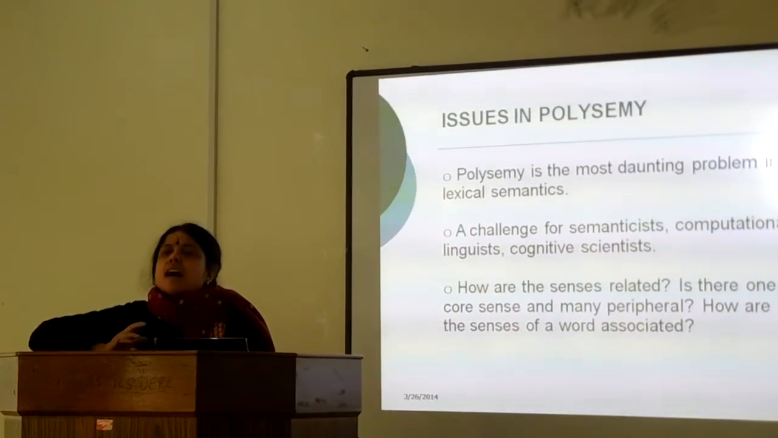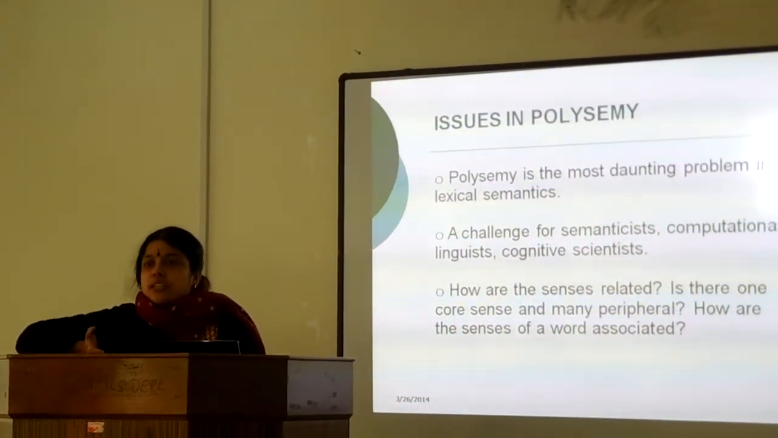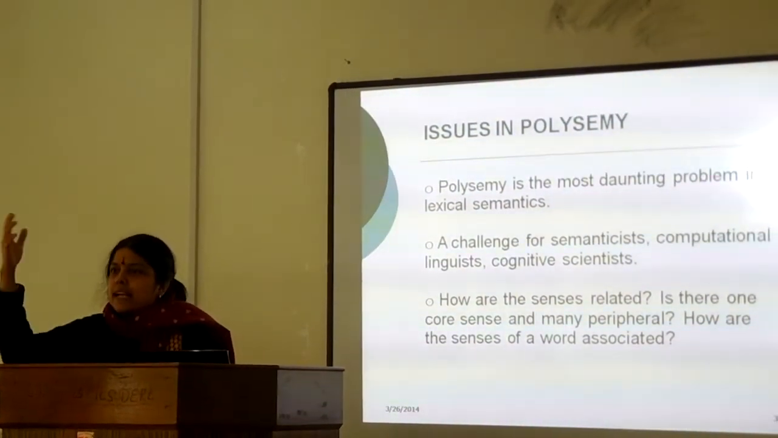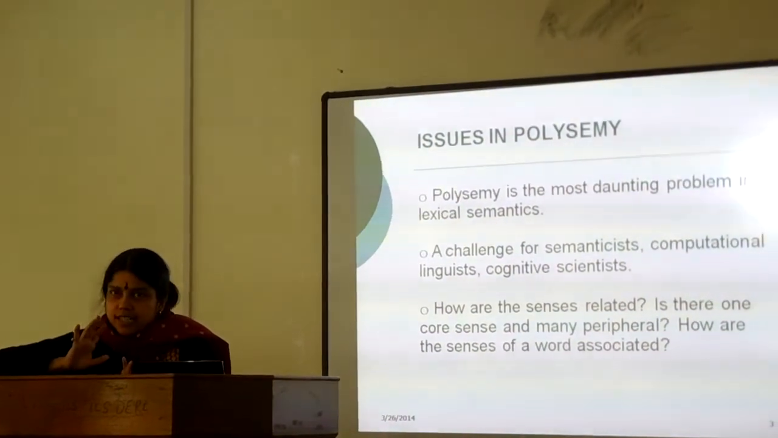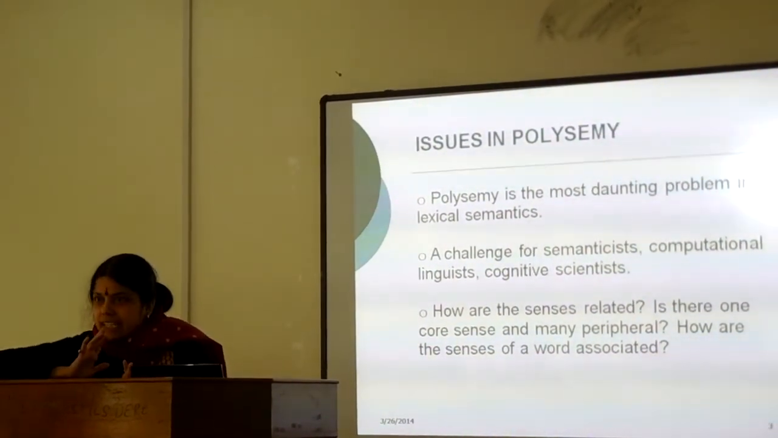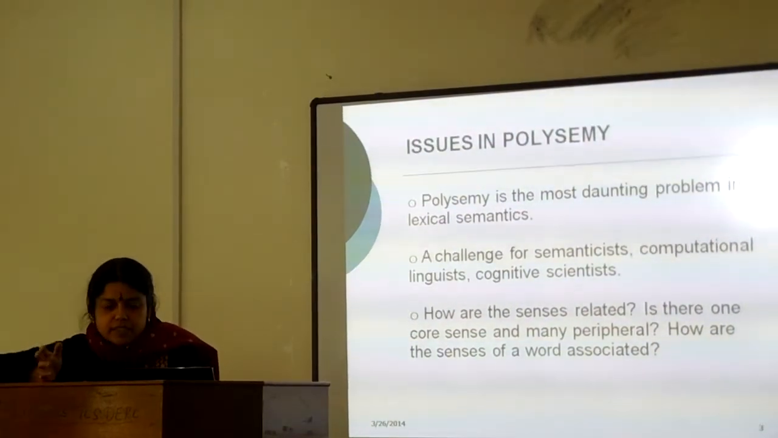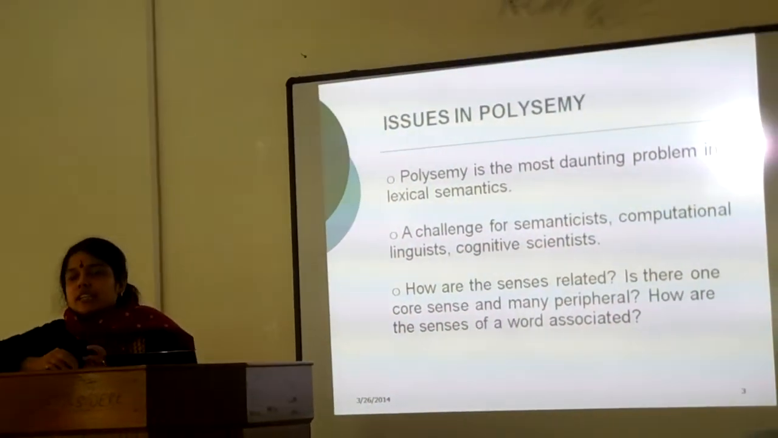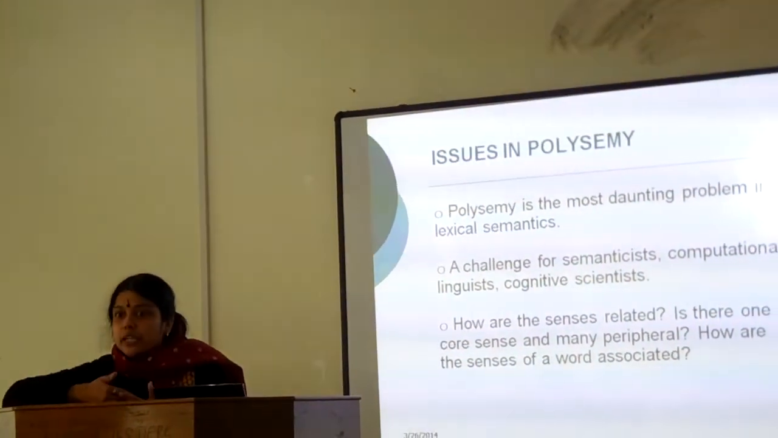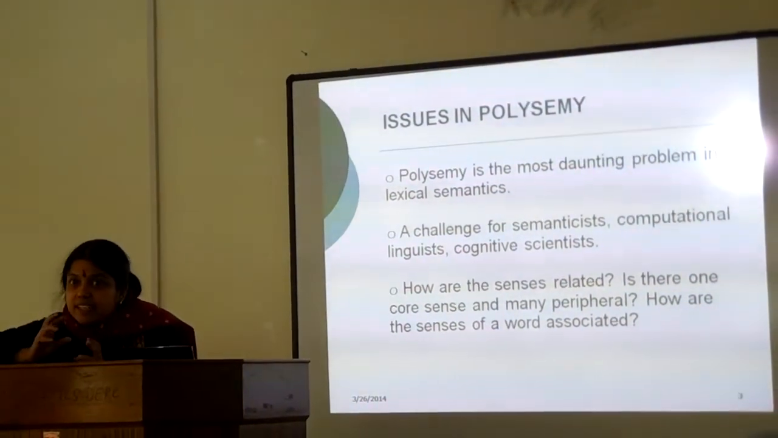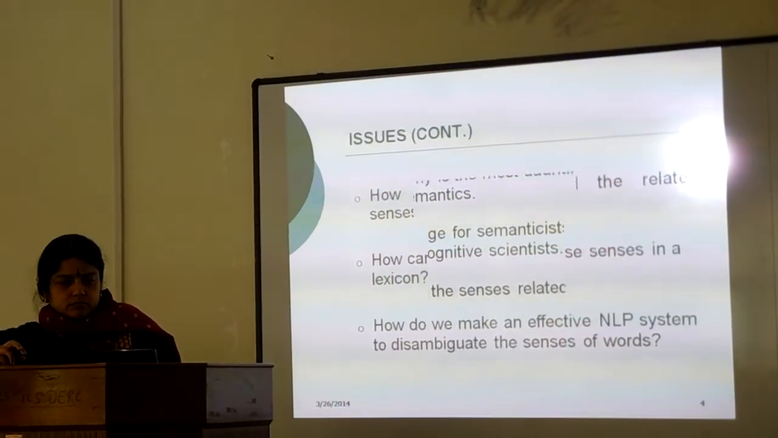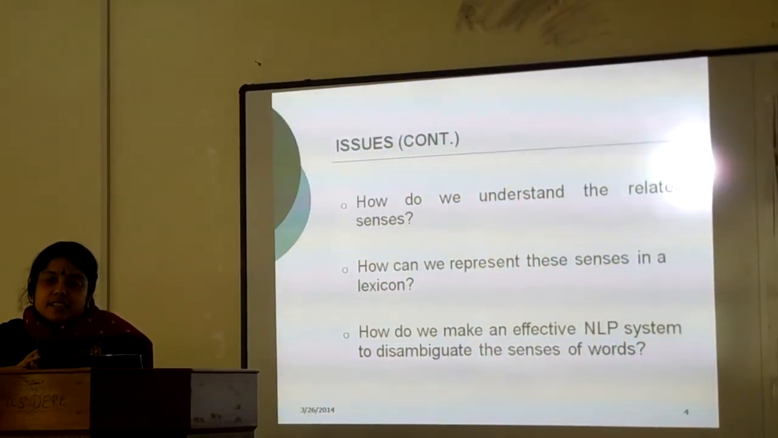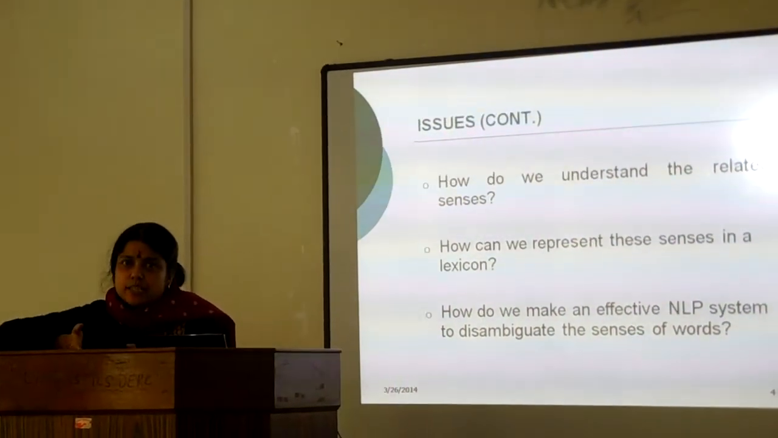What are the issues here? How are the senses related? Is there one core sense? Like I saw you, if you take any good dictionary, you will take one word and you have lots of meanings for those words. Right? Now how are these senses related? Is there any core sense and some peripheral senses? How are these senses of a word associated? What kind of association? Association sometimes in terms of metaphor, in terms of metonymy. These are the kind of relations the senses have. So how do we understand these related senses? This is one theoretically major problem.